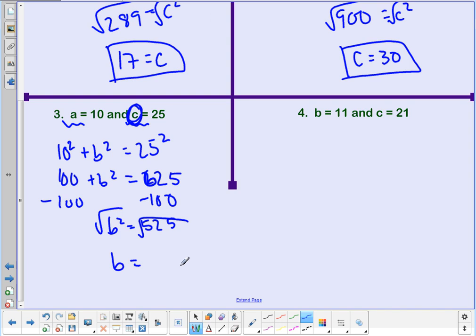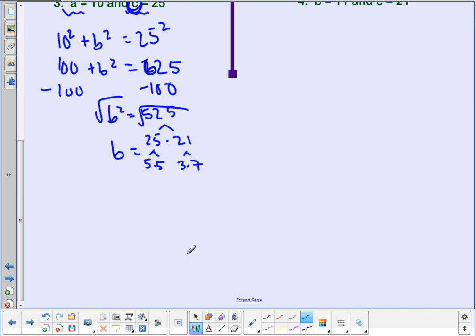What we're going to do here is break it down like we did back at the beginning of this unit. So I'm going to split up 525. 525 is the same thing as 25 times 21, and 25 is 5 times 5. 21 is 3 times 7, and I can't break those down anymore. So what I need to consider is the fact that I have a pair of 5s that can come out front, and then I'm still left with the 3 times 7, which is just 21.